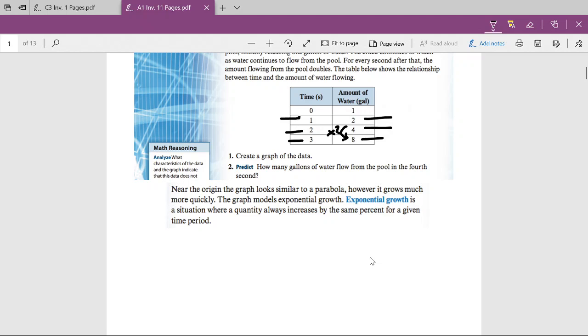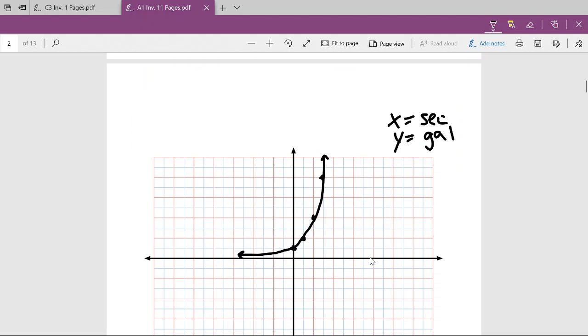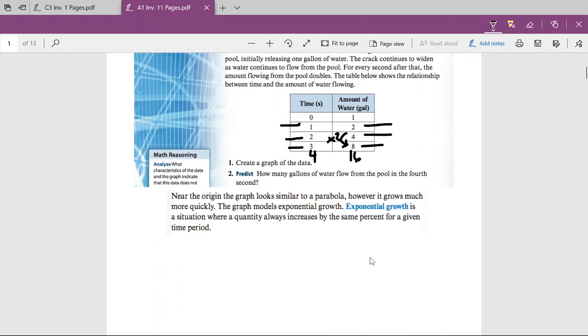So, number 2, how many gallons of water flow from the pool in the 4th second? If we were to continue this table, we would see that 8 doubles to be 16. And we could see this if our graph was a little bit bigger. We could see at 4 seconds here, it'd be way up here at 16. It continues. All right, so near the origin, the graph looks similar to a parabola. However, it grows much, much more quickly. The graph models exponential growth.